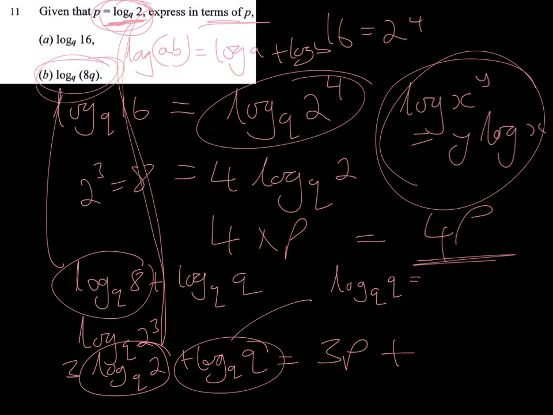Now, if I write log to the base q of q equals some value which we'll call r, and express this in exponential form, we would say that q to the power r equals q, and therefore establish that r must be equal to 1. We can generalize this and say that log to the base a of a will equal 1 for any number. So this equals 1, and the solution will be 3p plus 1.